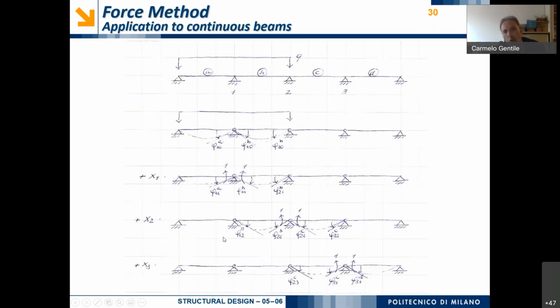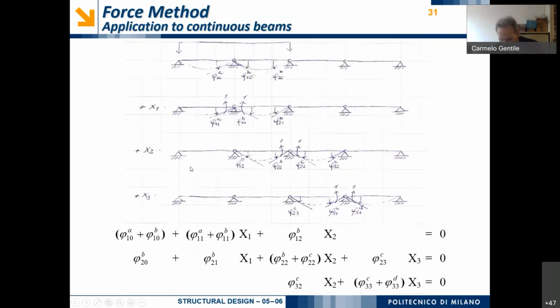Finally, in order to complete the application of the superposition principle, we have to refer to the action of the third redundant bending moment x3 made equal to unity. And so we will have the relative rotation phi33C and phi33D, but also the rotation corresponding to cross-section number 2 and belonging to beam number C. So the rotation denoted as phi23 beam C.